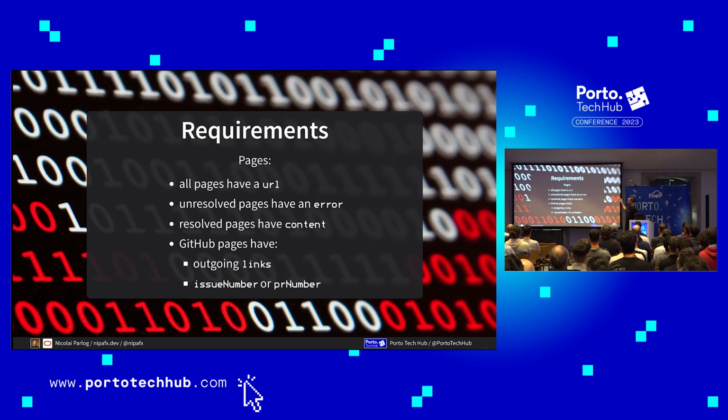So let's gather some requirements. All pages have a URL, and if the page could not be resolved for whatever reason, it contains an error. But if it could be resolved, it contains some content, like the interesting section in the middle that I mentioned before. And if it's actually a GitHub page, it has outgoing links, and if it's an issue or pull request page, it pulls out those numbers as well.